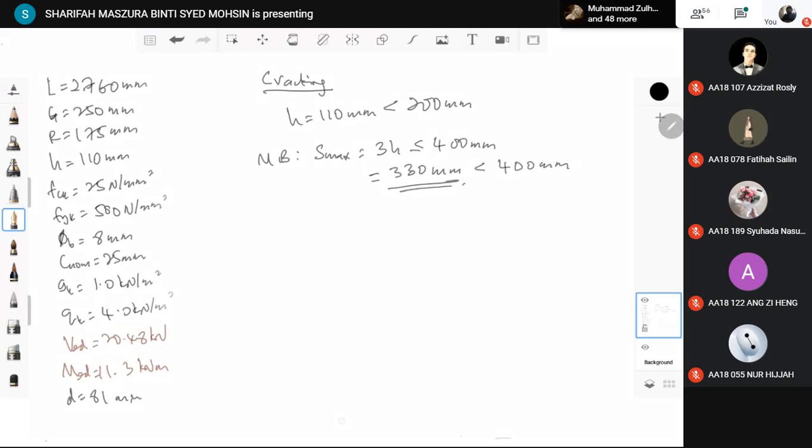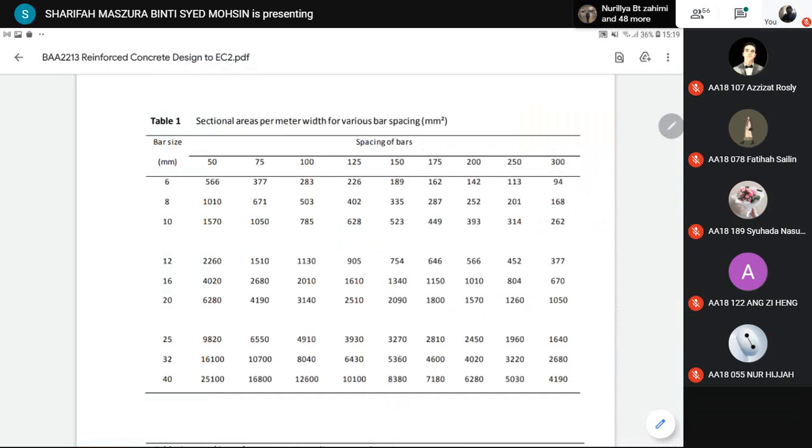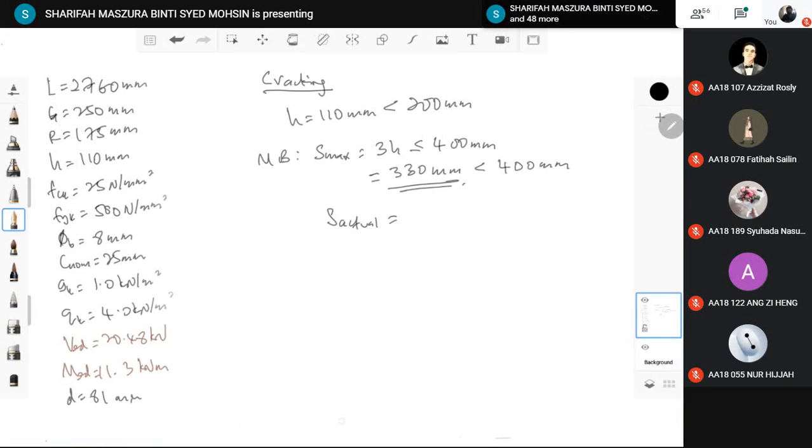Maximum spacing for the main reinforcement, 3H, we get 330, which is lower than 400. So maximum spacing for the main bar is 330. Actual spacing provided, actual spacing just now, 125. Lower than the maximum. So checking cracking for main reinforcement, pass.